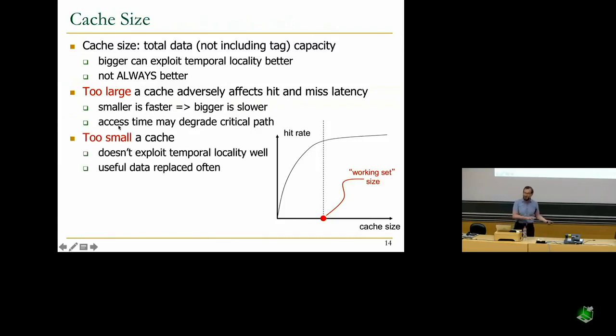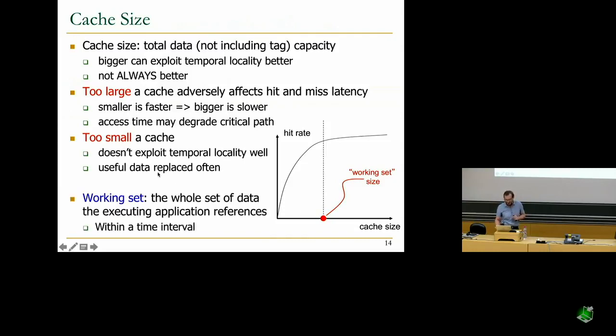But if you have too small of a cache, you have another problem. It doesn't exploit temporal locality well, and useful data is replaced often. So you need to decide the size of your cache clearly, and we discuss this.